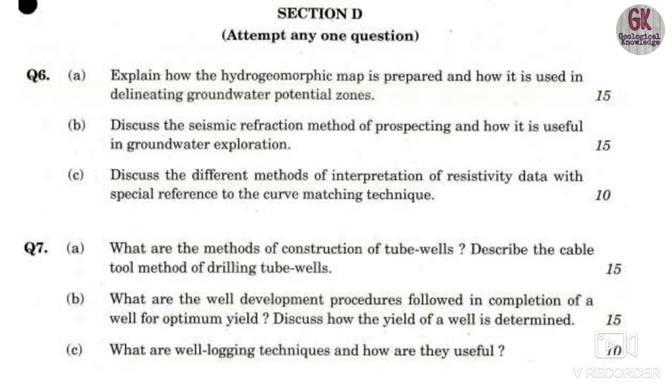6C is discuss the different methods of interpretation of the resistivity data with special reference to the curve matching technique. So different methods of interpretation of resistivity data and the curve matching technique especially, that you have to explain in detail.